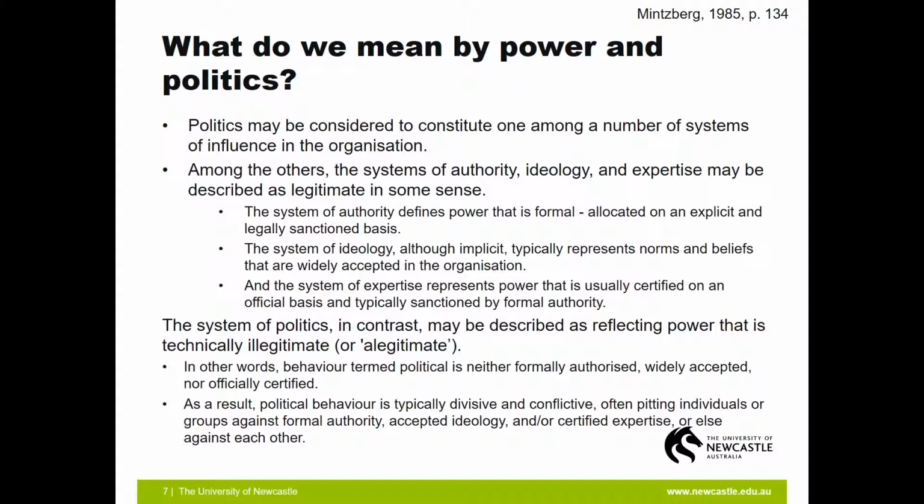Now, he contrasts that with what he means by politics. He says a system of politics is another system of influence in the organisation, but actually this is not technically legitimate. So he calls it illegitimate or alegitimate. Basically, he says a system of politics is generally not authorised behaviour, it's not sanctioned behaviour, it's not explicit behaviour or necessarily widely accepted in an organisation. It occurs. Now, if you have a look at Mintzberg's paper, you probably get a sense that he is subscribing to a more negative view of what politics is in the organisation. And you can see that in the last dot point there. He suggests it's typically divisive and conflictual. It pits individuals and groups against each other. And often it pits itself as a system of influence against those more legitimate systems of authority, ideology, or culture and expertise.